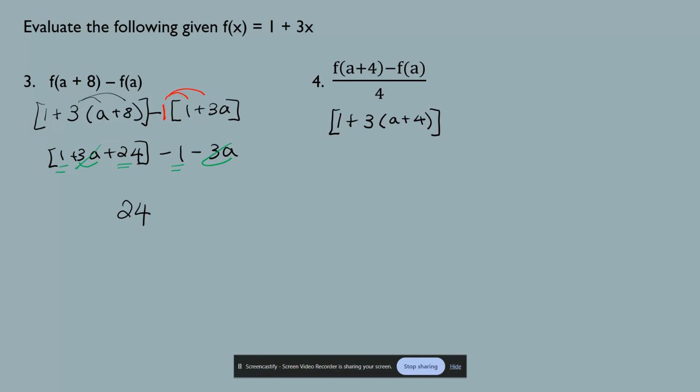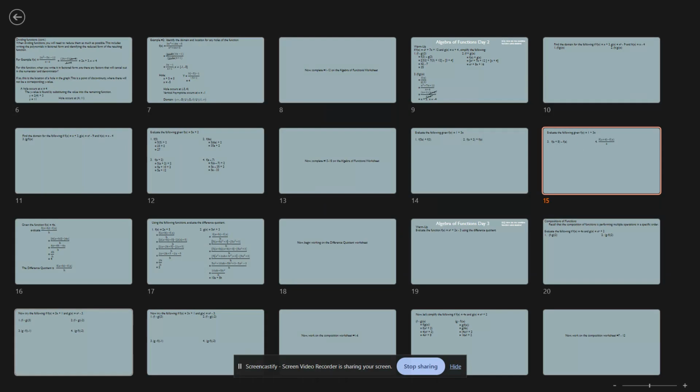So this is representing f of a plus 4 minus f of a, which is 1 plus 3a. And I'm going to divide all of that by 4. Alright, I'm going to distribute my 3. So I got 3a plus 12 here, and I'm going to keep my 1. Same thing, I am going to distribute the -1 here, like so.